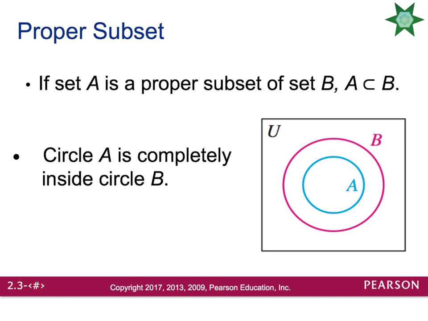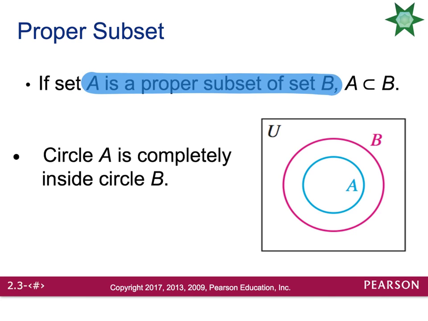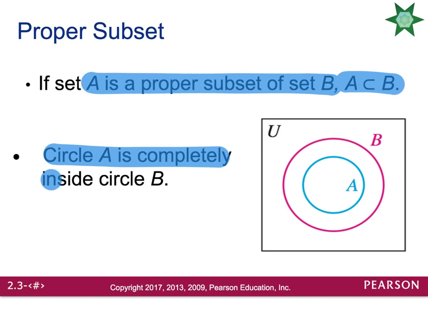When we talk about proper subsets, like here we'll say A is a proper subset of B, or A, that sideways U, B without the equal to. That means circle A is completely inside circle B. And we can see that, A is completely in B.